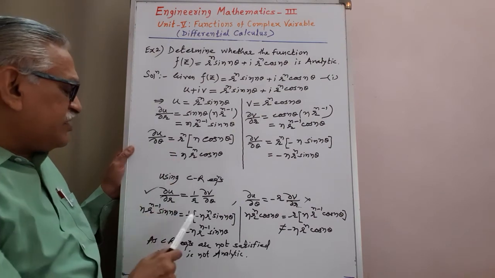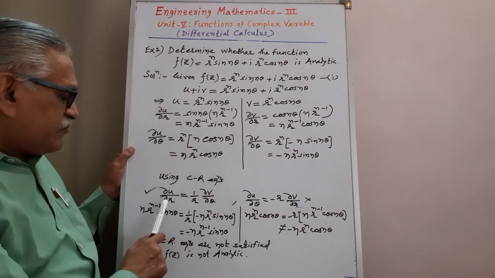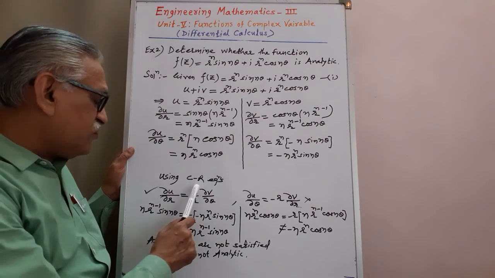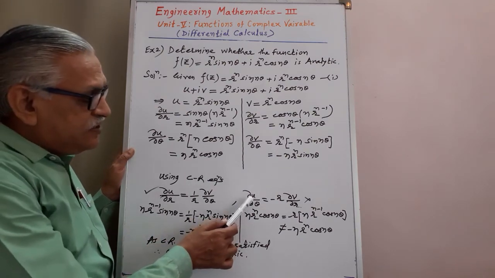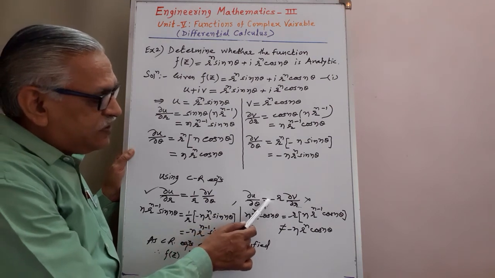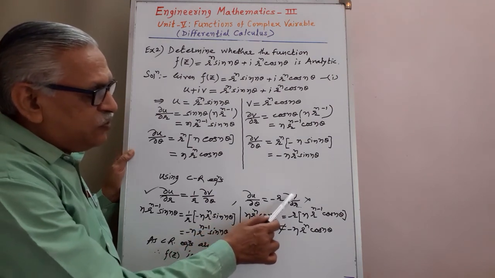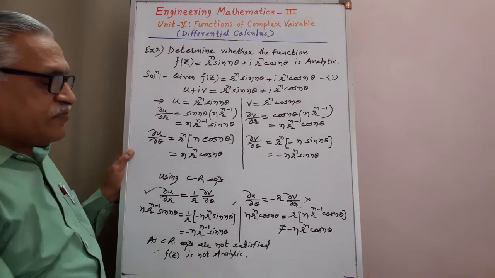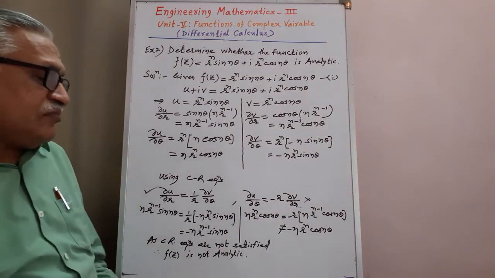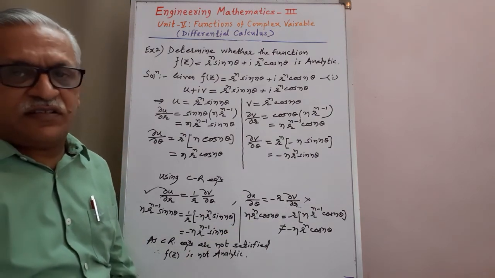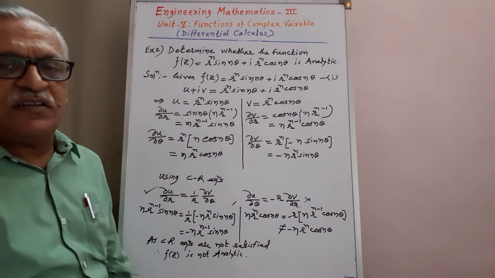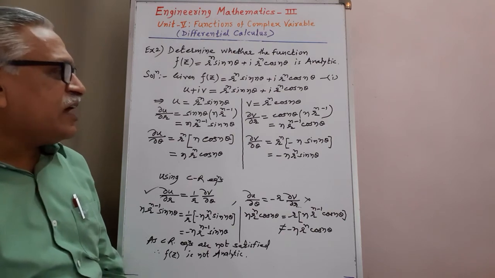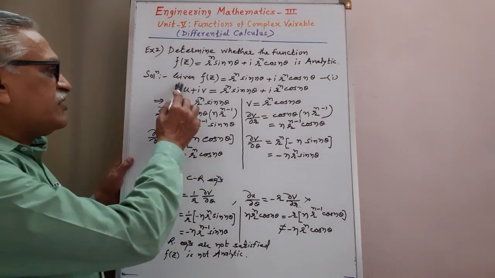Always check these conditions. Condition number 1, dou u by dou r is equals to 1 by r dou v by dou theta, and the second condition, dou u by dou theta is equals to minus r dou v by dou r. If values are equal, it is analytic. If values are not equal, function is not analytic, as the case we have.